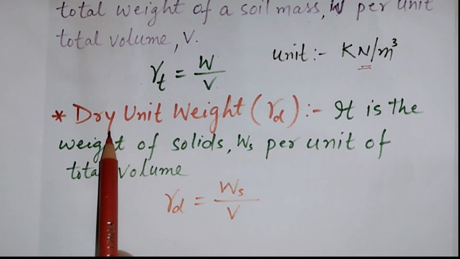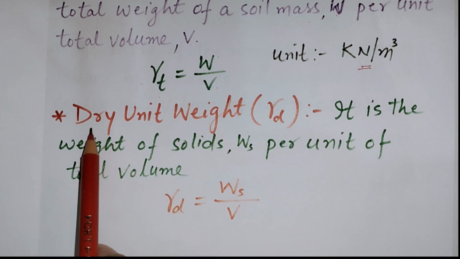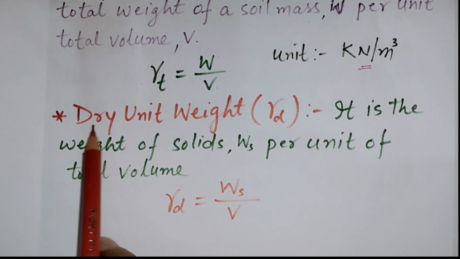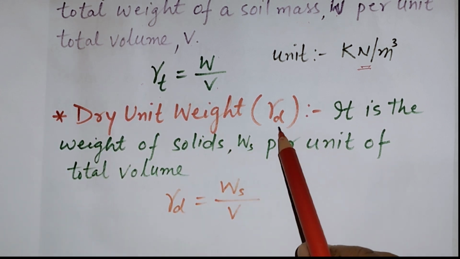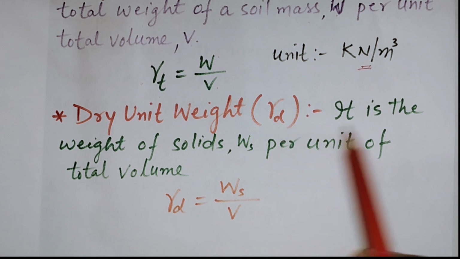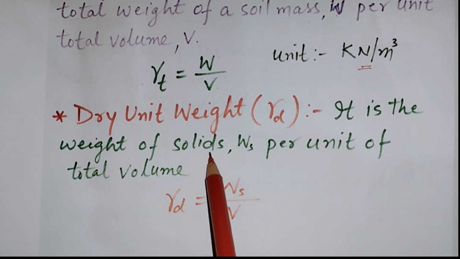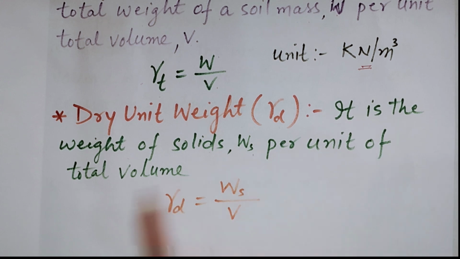If the soil is dry, then the unit weight will be dry unit weight, and symbol is gamma D. It is the weight of solids Ws per unit of total volume. Means gamma D will be weight of solid divided by V. Unit will be same, kilonewton per meter cube.